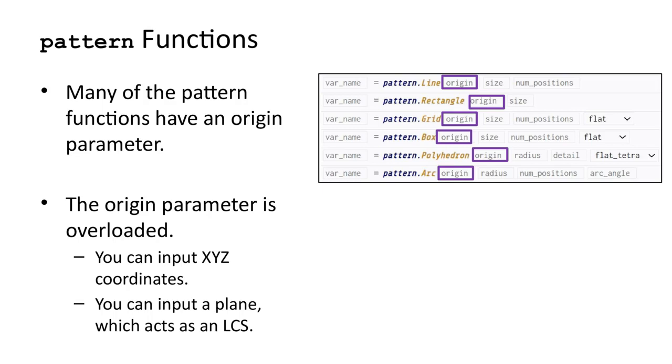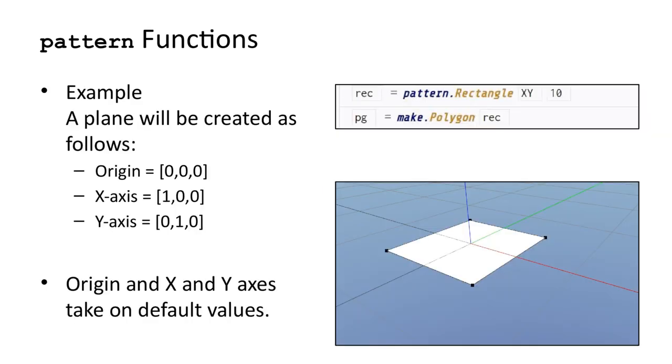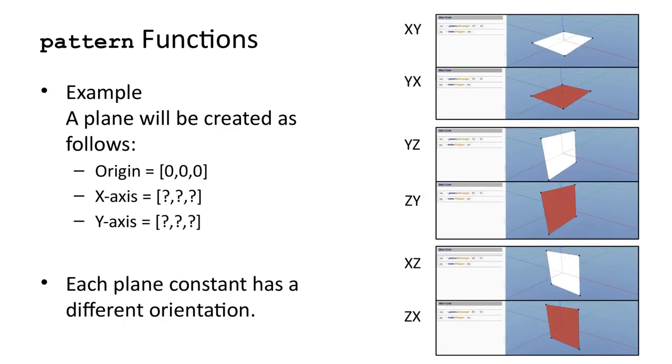Let's look at an example, the pattern.rectangle function. Here is the result of calling the pattern.rectangle function with the origin set to the xy plane constant. The default plane will be used, aligned with the global coordinate system. Here is the result for all of the plane constants. For clarity, the back of the polygon is shaded red, and the front white. You can see that the choice of plane constant affects the direction in which the polygon is facing.